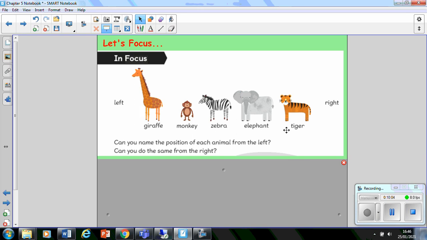In our first couple of sessions, we also had toys laid out. So if you have these toys at home, if you've got a giraffe, a monkey, zebra, elephant, tiger, or if you've got anything else that could replace them, make up a line and then do play a little game of making these statements up.